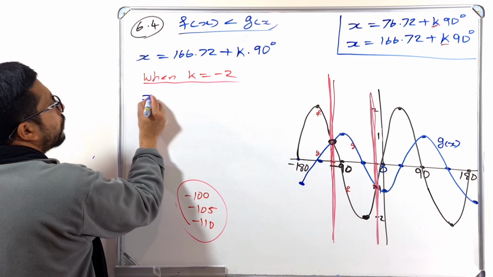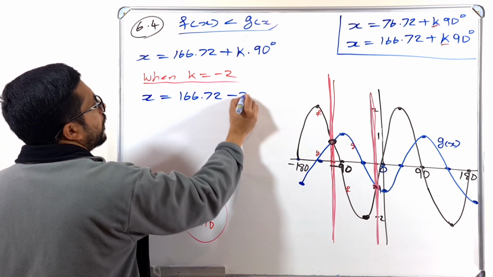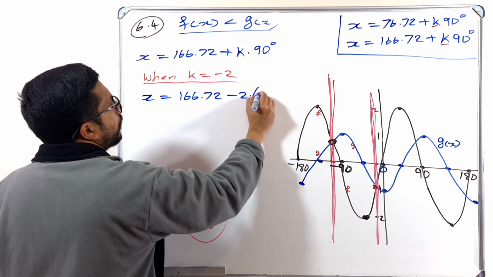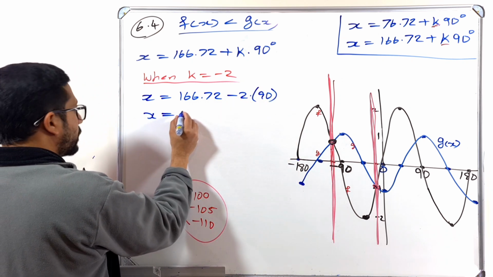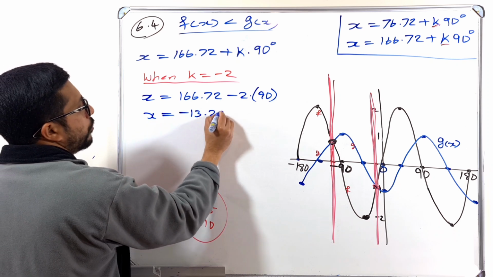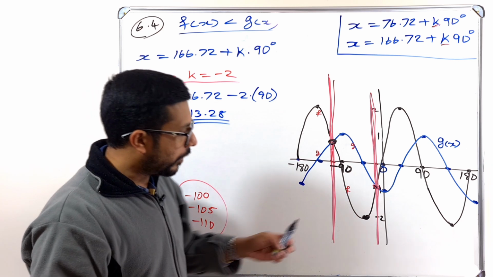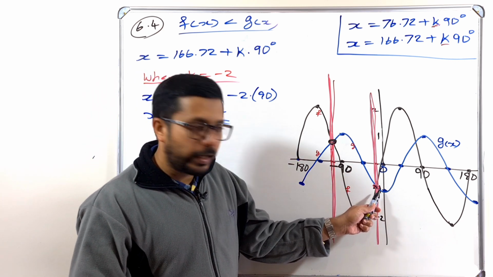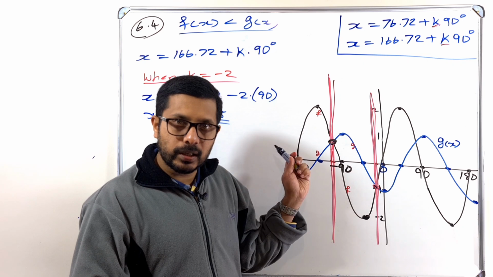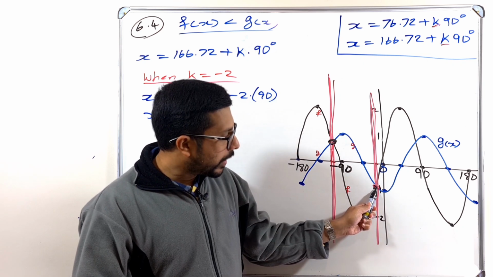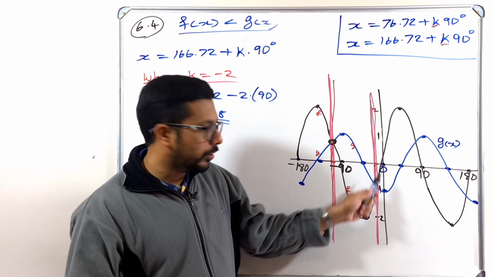x is equal to 166.72 minus 2 times 90. That means x is equal to minus 13.28. Okay, we didn't get this value, but we got another value. Look at this point. At this point, just after this 0, it's a minus x value there. Okay, so it means that probably this point is minus 13.28.